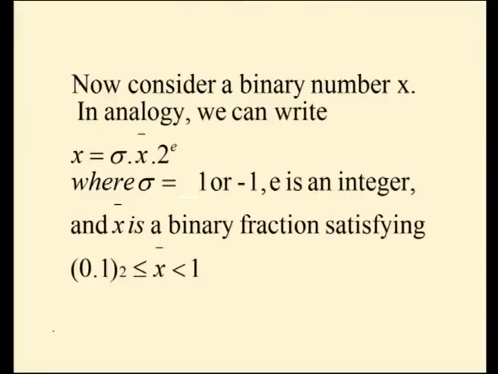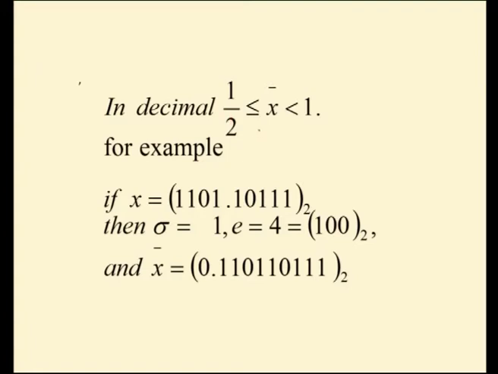Now, consider a binary number x. According to the floating point representation, it can be written as x equals sigma x bar into 2 power e, where sigma is plus or minus 1 and e is an integer, and x bar is a binary fraction satisfying (0.1) base 2 is less than or equal to x bar less than 1. In decimal, this x bar is actually 1 by 2 less than or equal to x bar less than 1.